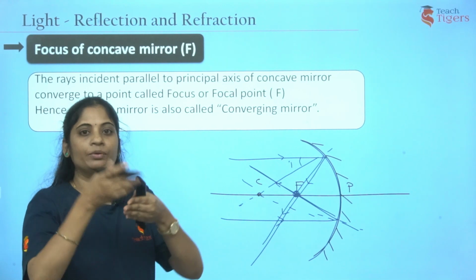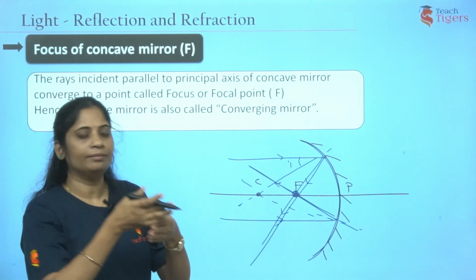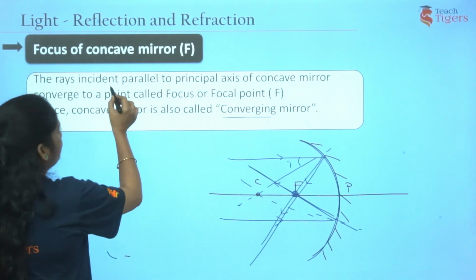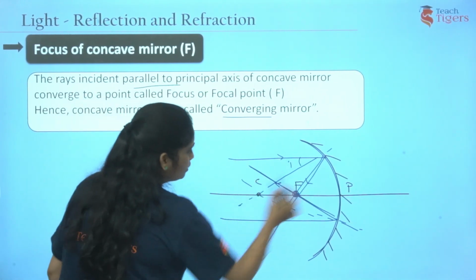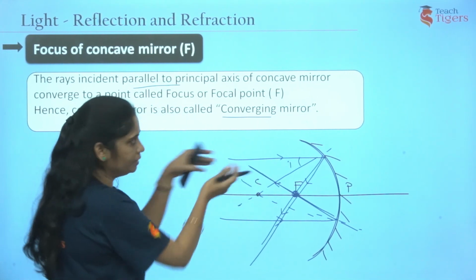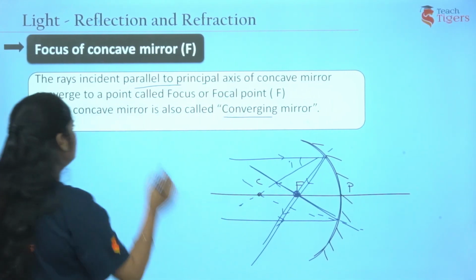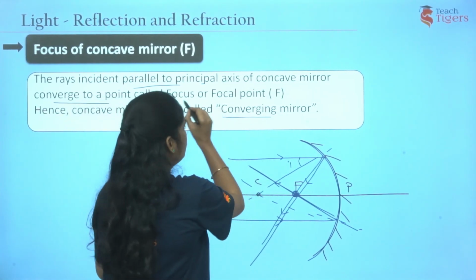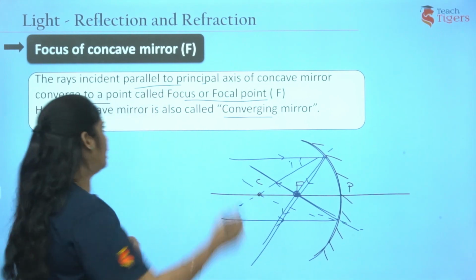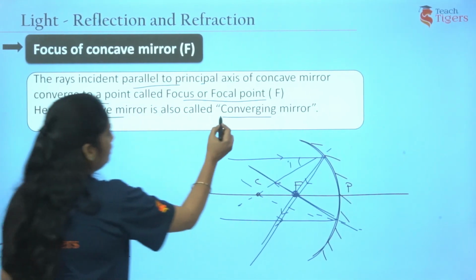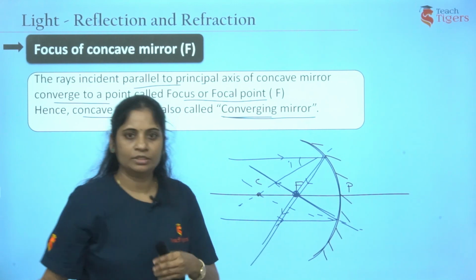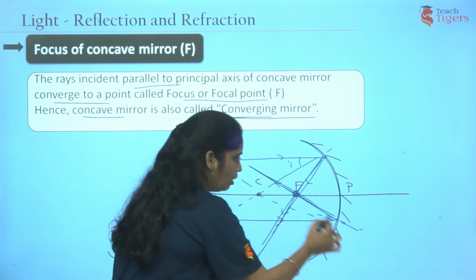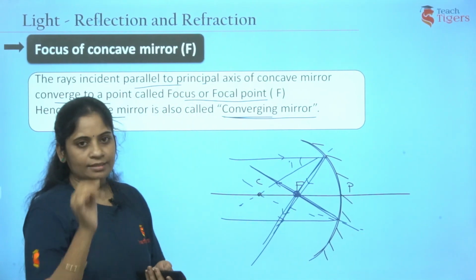Converging mirror means where the reflected rays are meeting. Converging means meeting. So when parallel rays are incident, how are these rays? These rays are parallel to the principal axis. When parallel rays are incident, the reflected rays converge at a point which is called the focus or focal point. And here you can see the concave mirror is also called a converging mirror because it is focusing or meeting all the reflected rays at a single point.